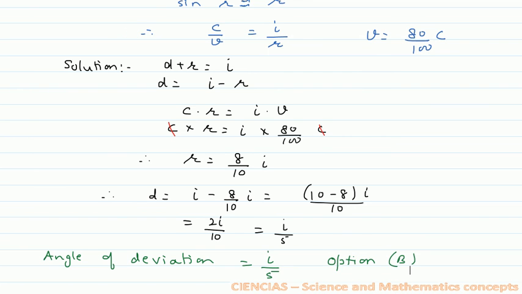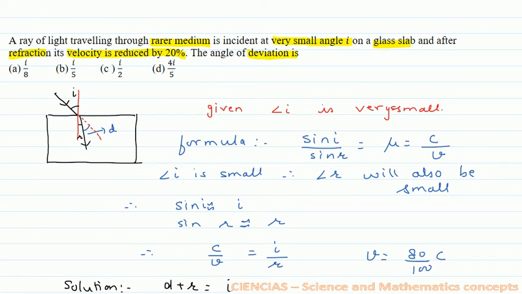Now we see in the question, option B is I upon 5.